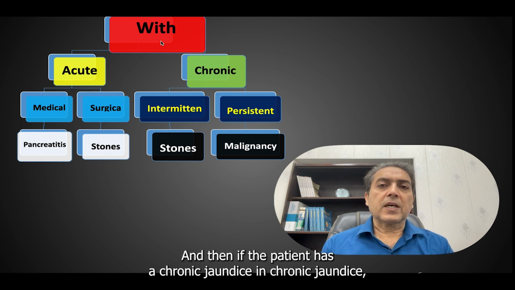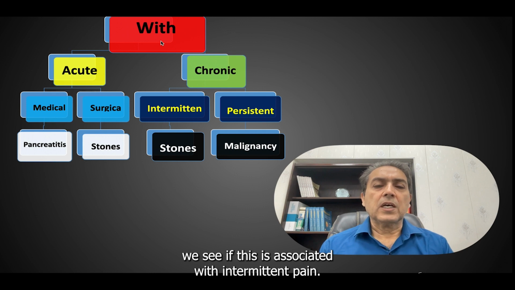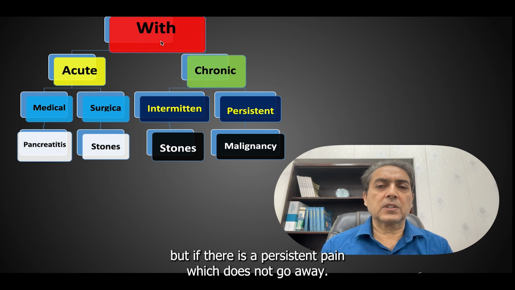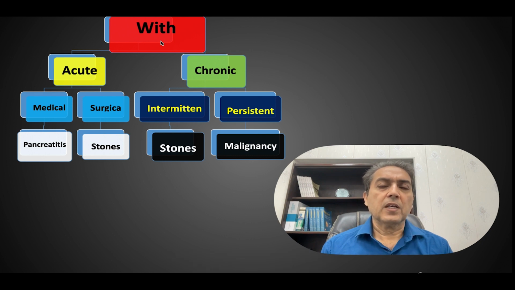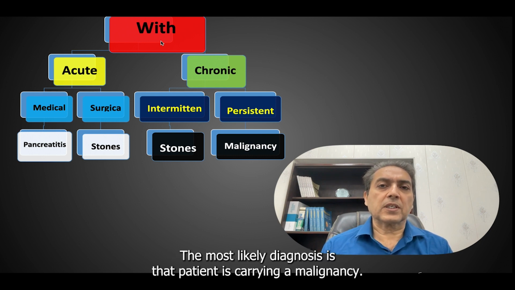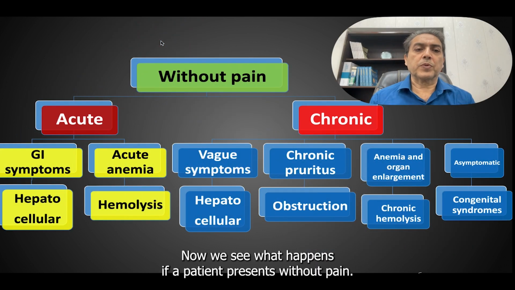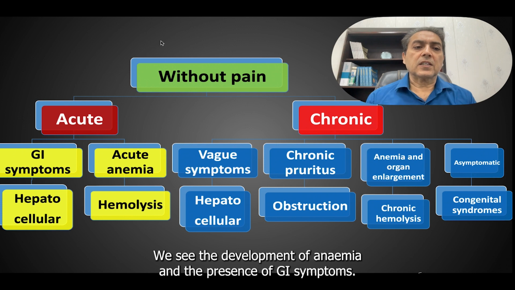And then if the patient has a chronic jaundice, we see if this is associated with intermittent pain, the patient may have stones, but if there is a persistent pain which does not go away, the most likely diagnosis is that the patient is carrying a malignancy. Now we see what happens if a patient presents without pain. We see the development of anemia and the presence of GI symptoms.